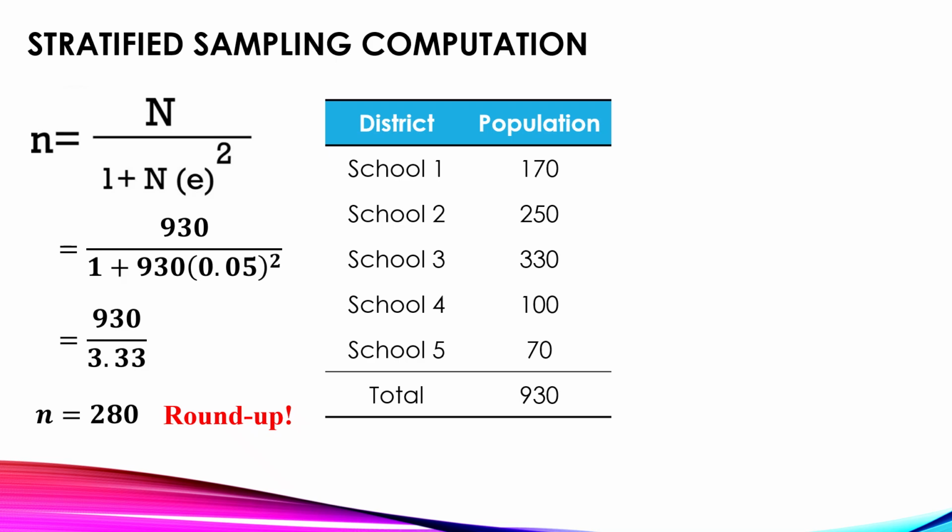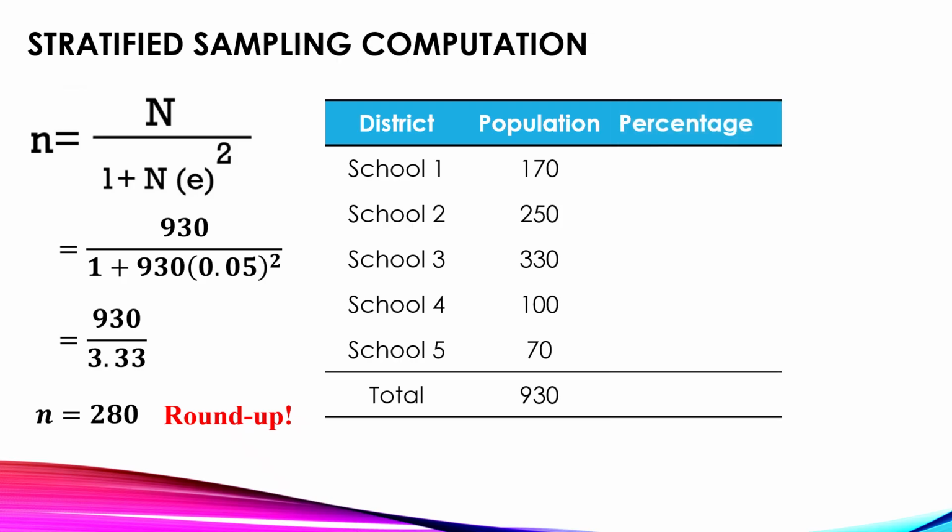So how are we going to distribute this 280 to each school? What we're going to do is to get first the percent or the percentage for each school. So we're going to have 170, that's the population size of that school, divided by the total, which is 930, times 100 in order to get the percent. So it will be 18. So that means 170 is 18% of the total population.